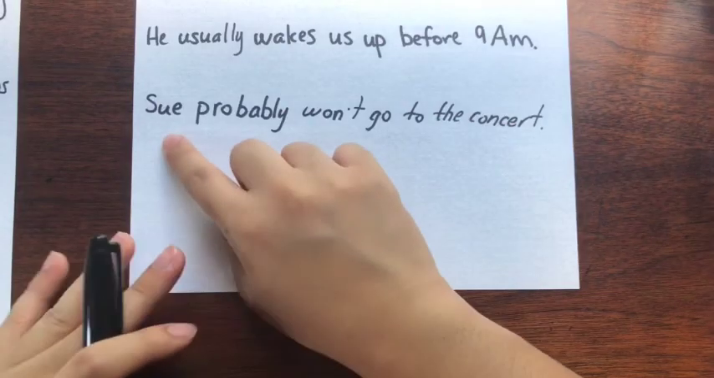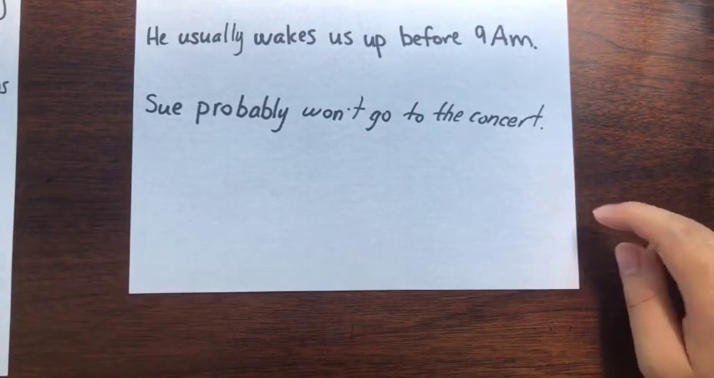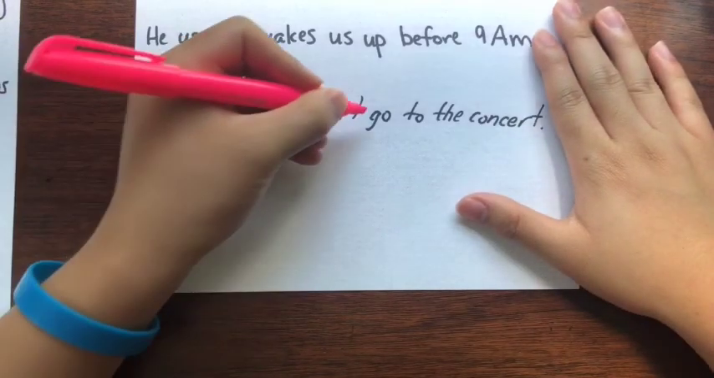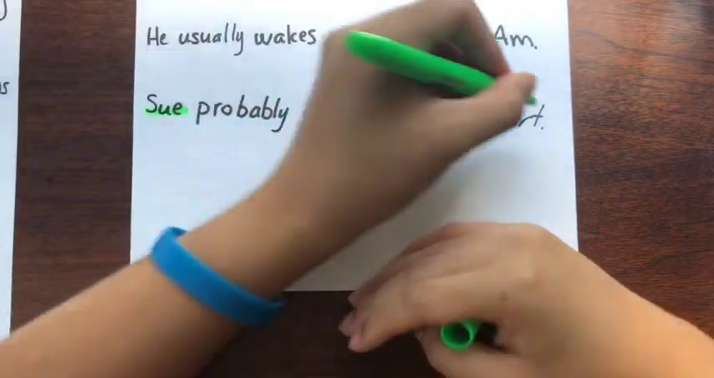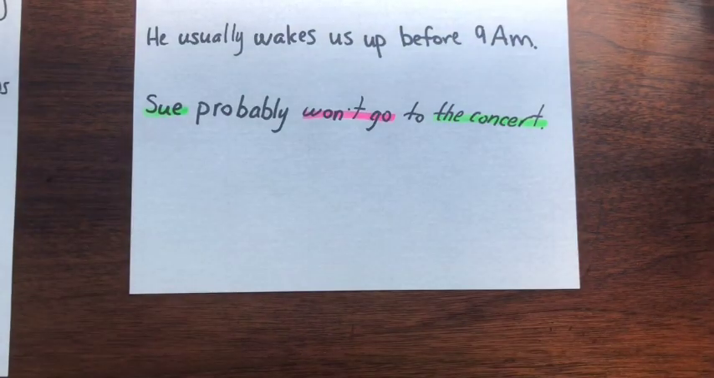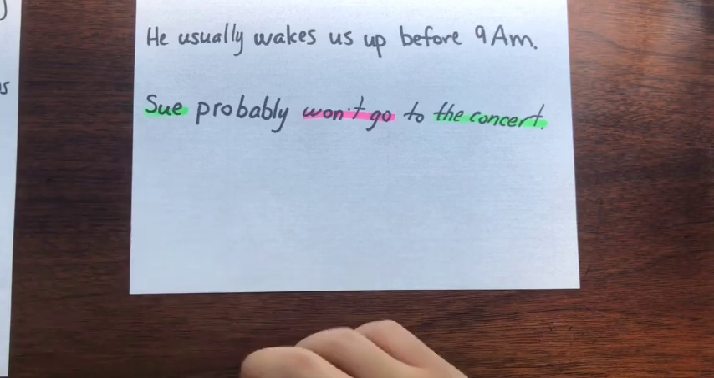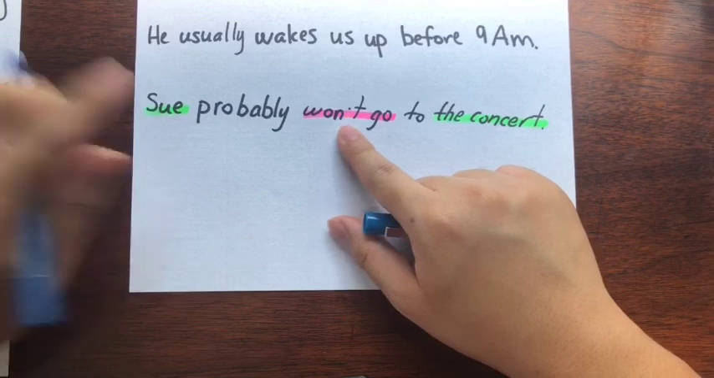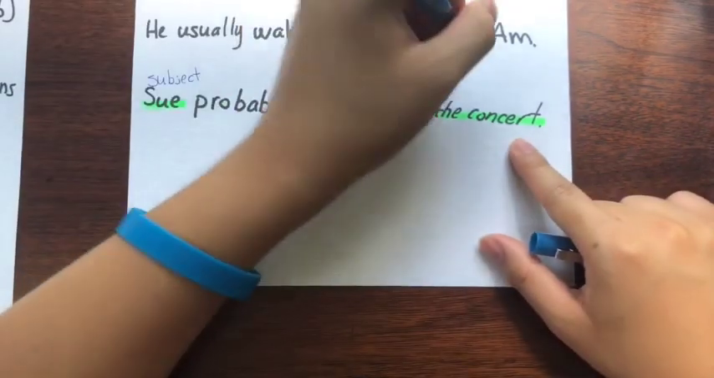Okay? Last sentence. Sue probably won't go to the concert. What's the verb in the sentence? The verb is won't go. And the nouns are Sue and the concert. Okay, so won't go. Who won't go? Sue won't go. So Sue is the subject. The concert is the object.